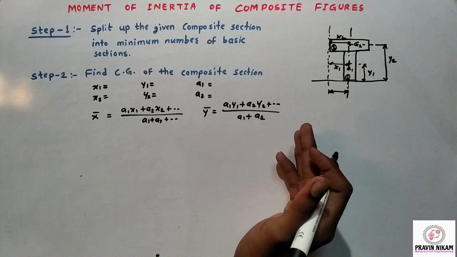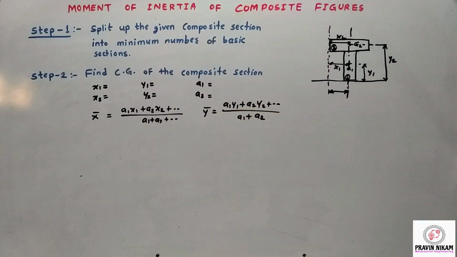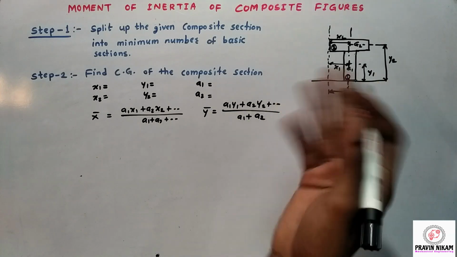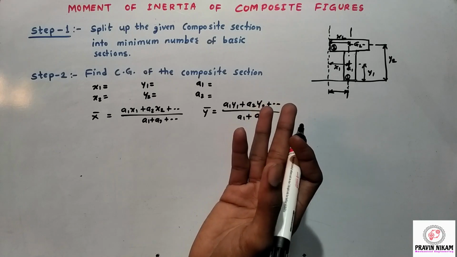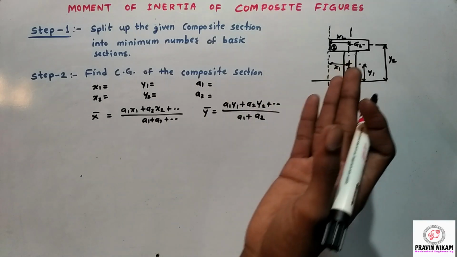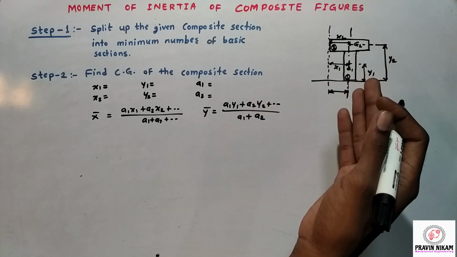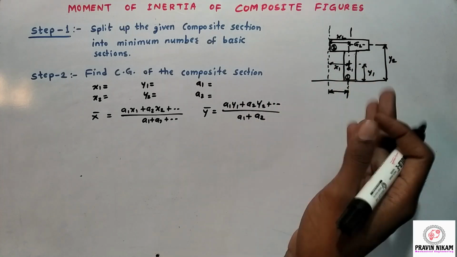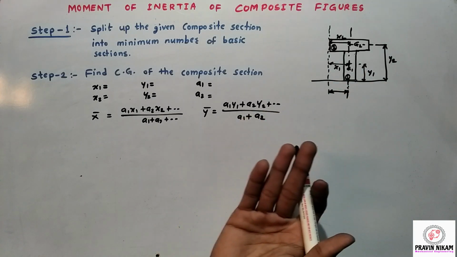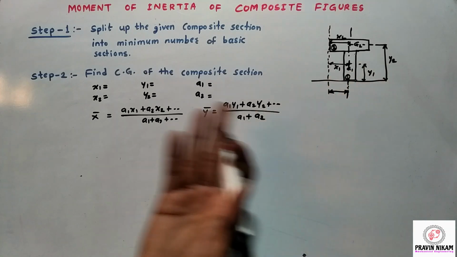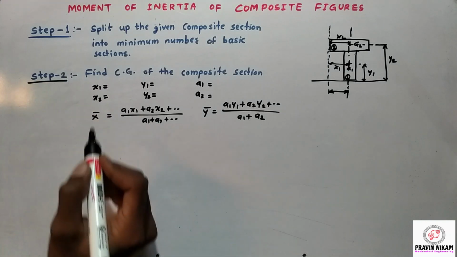What about a symmetrical I section? X bar and y bar can be found easily, because in a symmetrical I section, x1 is equal to x2 is equal to x3, therefore x bar is also equal to x1, x2, x3. And y bar in a symmetrical I section, y1, y2, y3 are similar, so y bar is also the same as y1, y2, y3. In this way you can find the CG of the composite section in step 2.